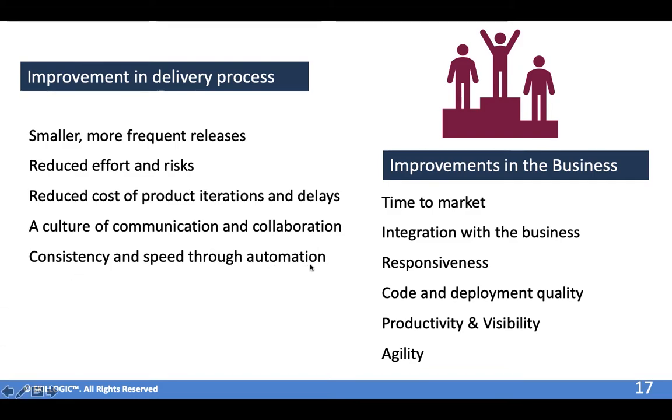Consistency and speed through automation is very core. Automation is the core of DevOps, and all the tools we have seen in the previous slide help in achieving this automation. From a business perspective, your overall business will become agile. So the time to market for new products, new ideas, and new features is very much reduced. That increases your competitiveness in the market.